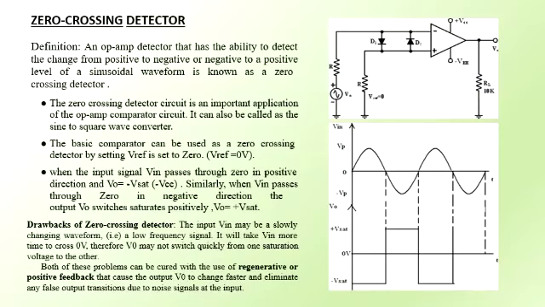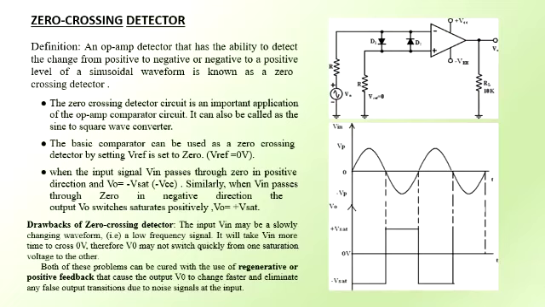and 1 volt. Now in this slide we are discussing the reference voltage becoming 0. The reference voltage is set to 0 volt, and that is called a zero crossing detector. Definition: an op-amp circuit that has the ability to detect the change from positive to negative or negative to positive level of a sinusoidal waveform is known as a zero crossing detector.